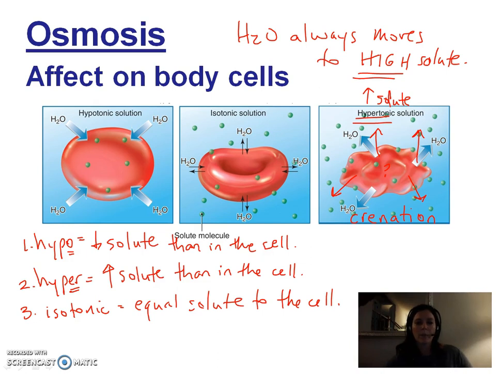Okay, now the opposite will also be true. If we put a cell in a hypotonic solution, that means that there is a low solute out here. If there's a low solute out here, then you automatically know that there is a high solute in comparison inside the cell. Rule still applies. Water goes towards high solute, so water moves into the cell, and that cell is going to swell and get bigger and rupture, and that is called lysis, when the cell ruptures because it gets so full of fluid.